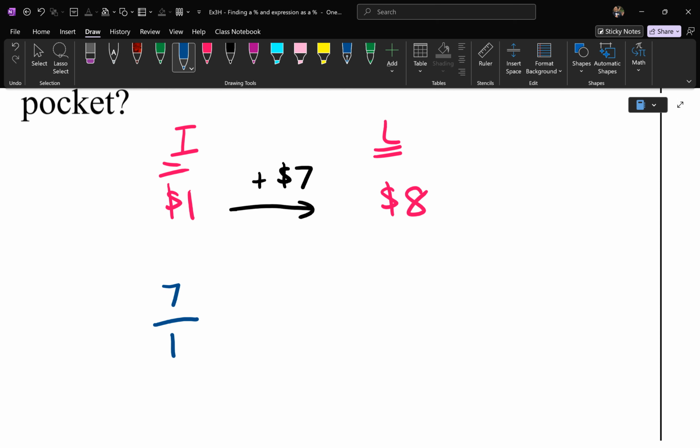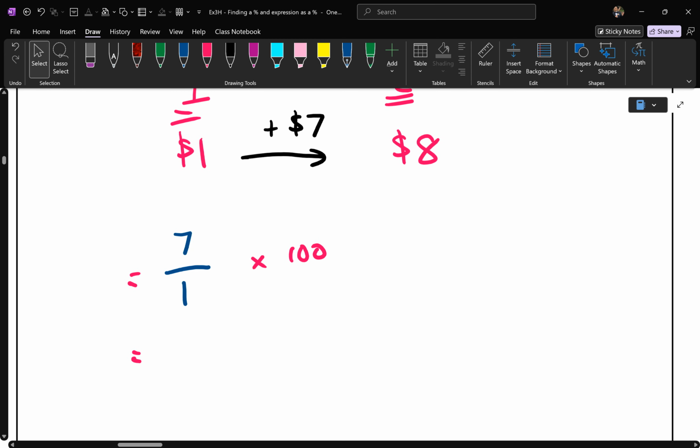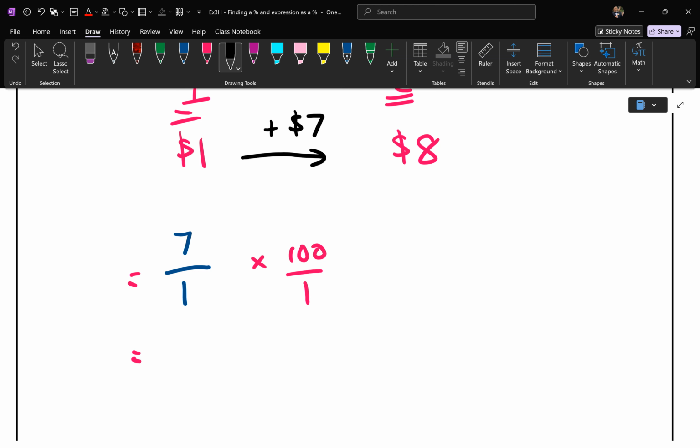Now, if I want to change this to a percentage, what do you have to do? Times 100. Very good, Xavier. So from here, if you want to change it to a percentage, times by 100. But this is nice and convenient. 100 as a fraction is 100 over 1. There's nothing that I can simplify. So top with top, bottom with bottom. 7 times 100 gives me 700 over 1, which is 700%.